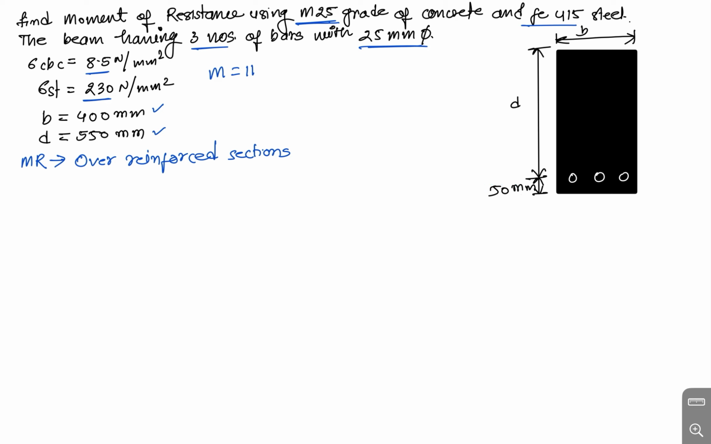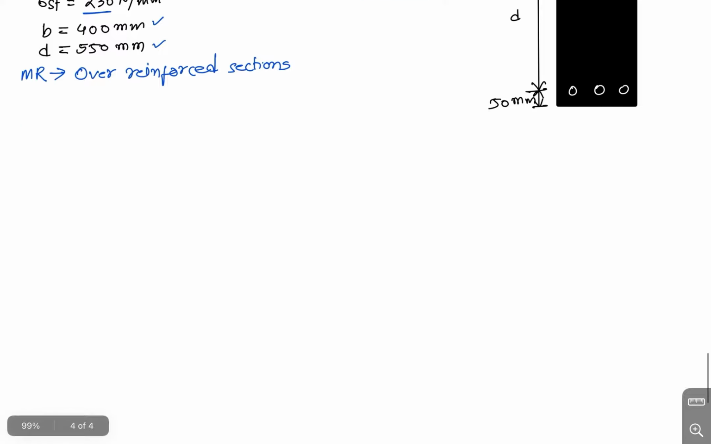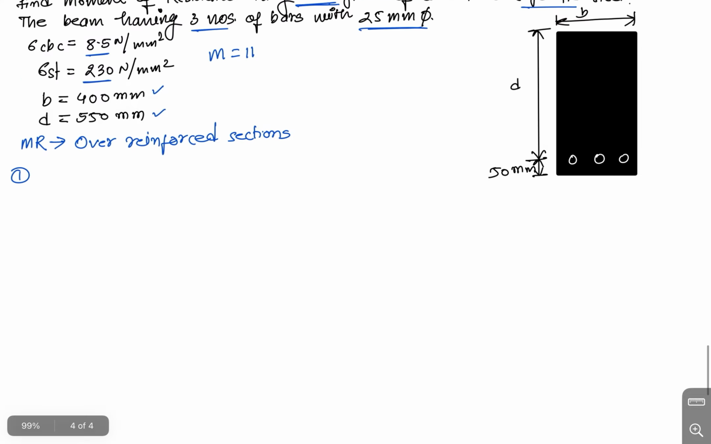Now, step number one is very simple in this situation, because here I am directly jumping to some aspects to understand how you can easily solve this. First of all, we are going to identify the critical depth of neutral axis, because to define over or under reinforced, we need the critical and the actual depth of neutral axis.